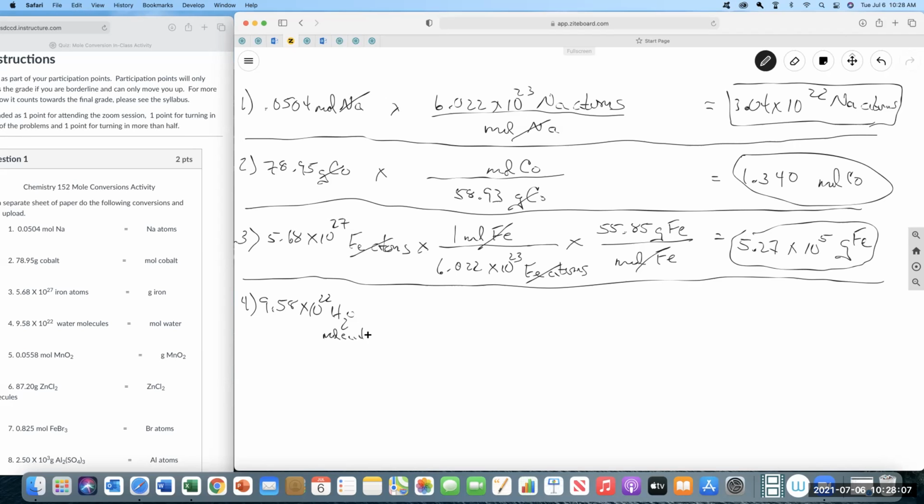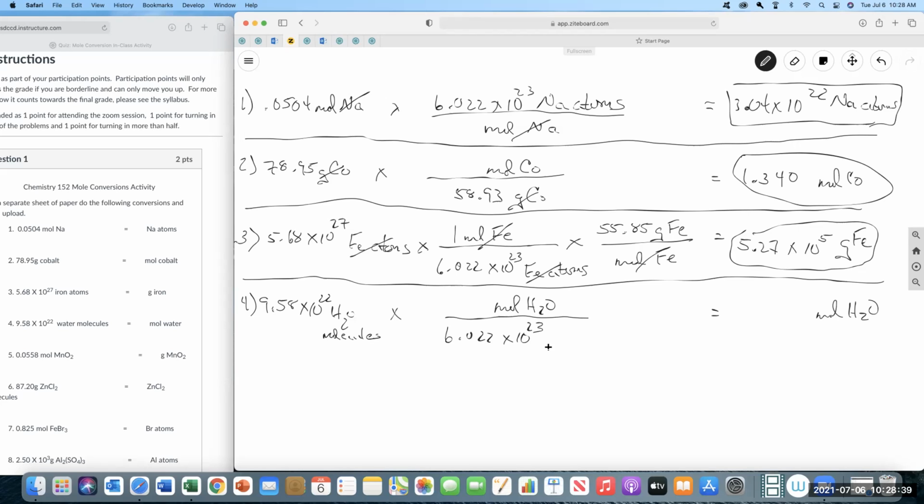Okay, so we have 9.58 times 10 to the 22nd water molecules, and we want to go to moles of water. The periodic table is always grams per mole. So we're going from particles, a water molecule is a particle, to moles. It's similar to number 1, but it's backwards. We want moles of water in the top, and we have Avogadro's number in the bottom.